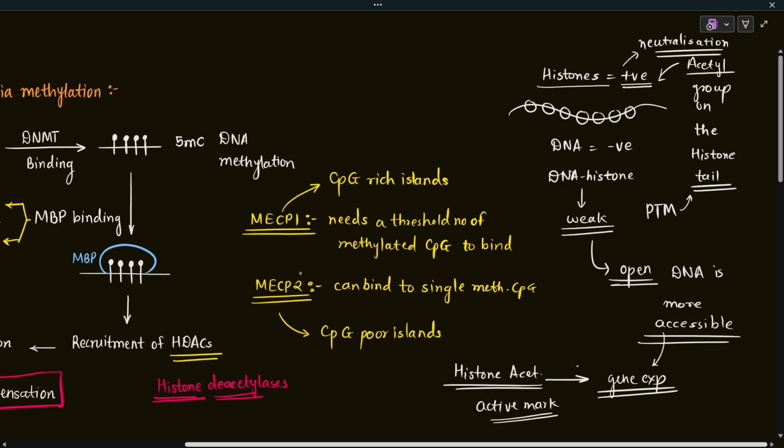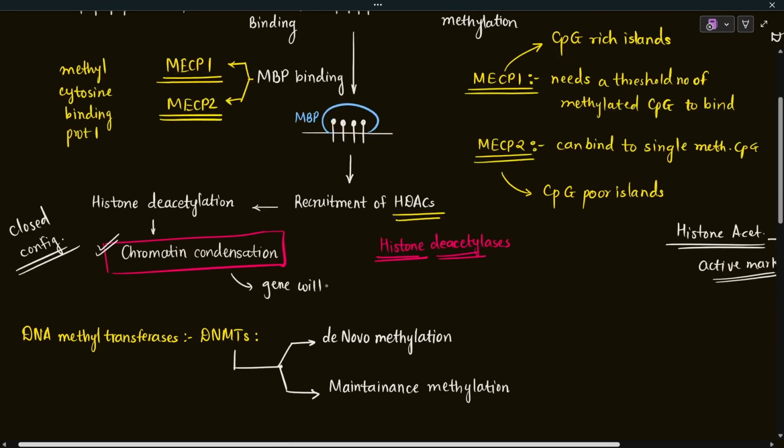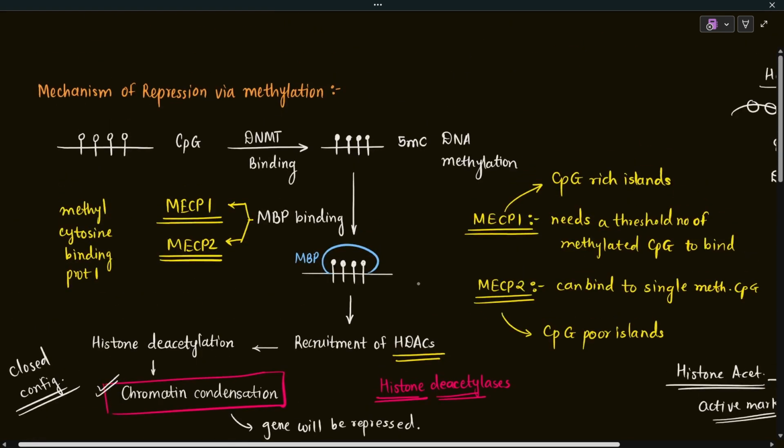So what happens is that MECP2 recruits histone deacetylases, meaning they do the histone deacetylation, which will lead to a closed configuration of chromatin. It will compact the chromatin further, it will lead to chromatin condensation, and that is why now the gene will be repressed. This is how the gene will be repressed. So this is the mechanism of gene repression via methylation. I hope this is clear to you all.